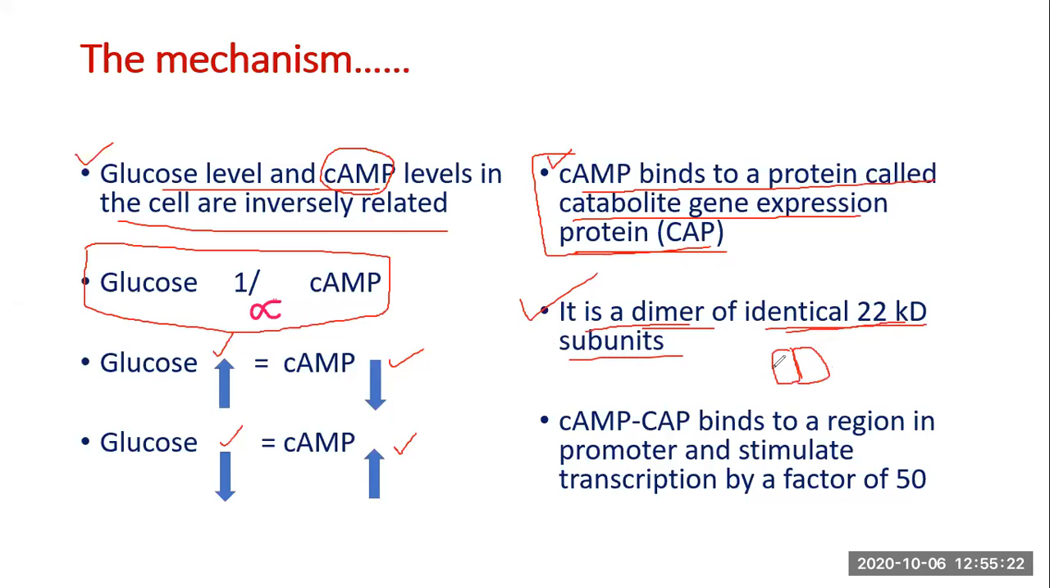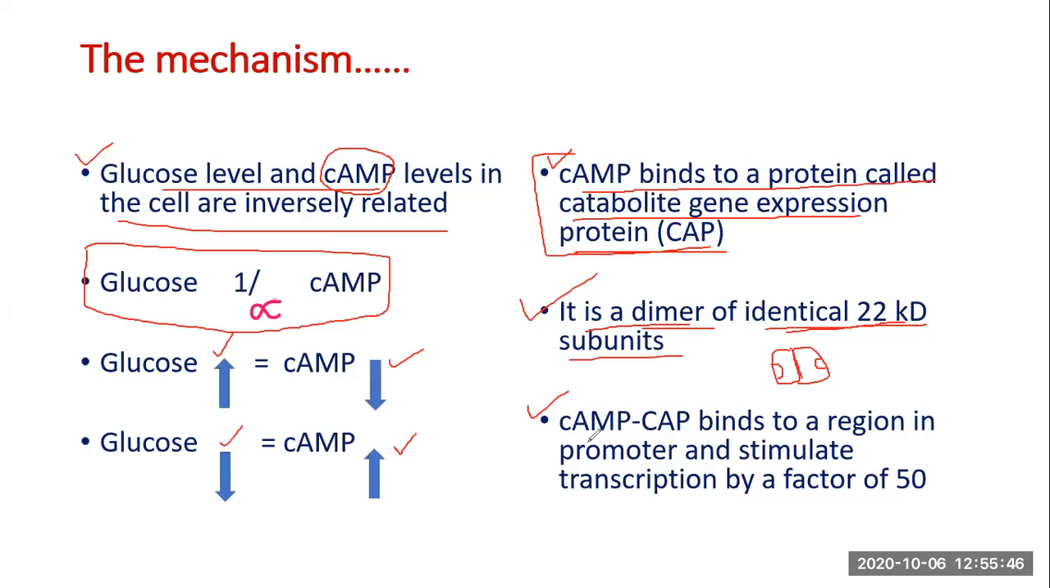And it has two binding sites. One site is where cyclic AMP comes and binds. This is the cyclic AMP binding site. And there is another site, which is the DNA binding site. With the help of that site, it will bind to the DNA. So it has two binding sites, one for cyclic AMP shown over here, and the other, with the help of which it binds to the DNA.